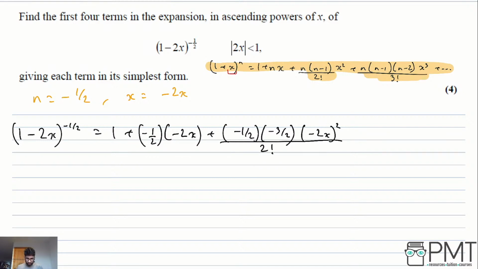So that's 1, 2, 3 terms. We need the next one as well. So that's n minus 1, n minus 2, and then 2x cubed divided by 3 factorial. So you can see they are very similar. You need to make sure you follow the pattern, the formula carefully, and replace each term in the formula with what you have.